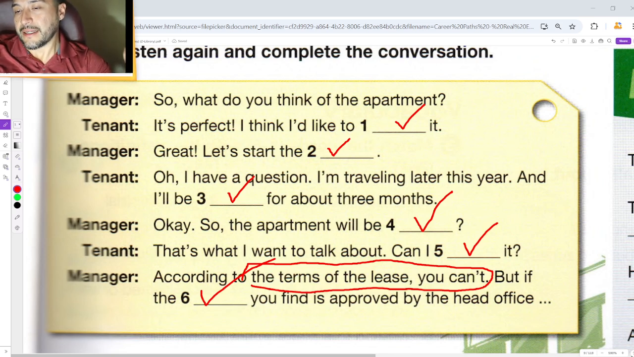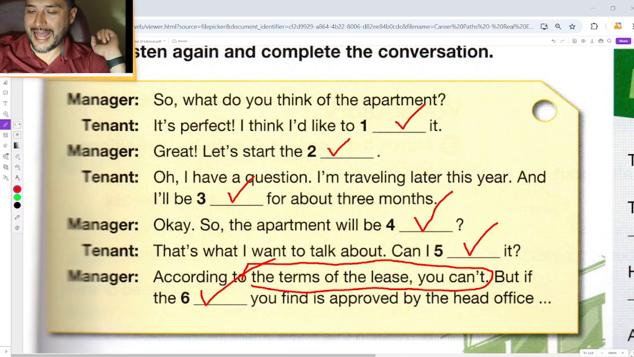Excellent. Now I want you to get the audio track. You have the MP3 right here on the platform. And listen to the audio track and catch the missing words just like I showed you so you can practice your listening. Excellent class. Fantastic.